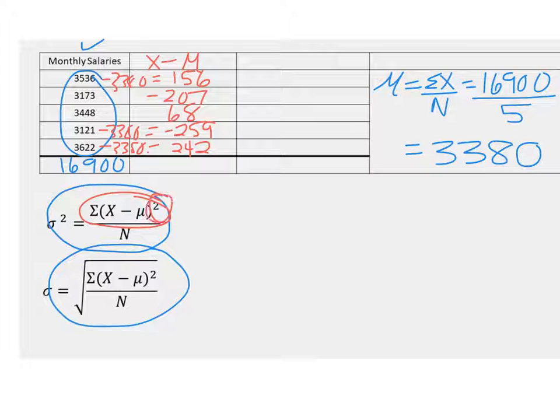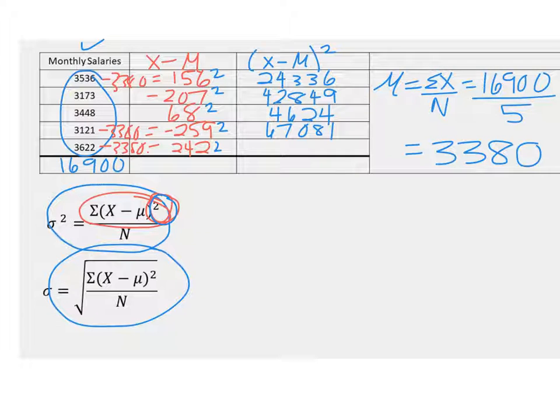Now our next step is to square. So we're going to square that value. So we're just going to take this column we have in our table and square it. So 156 squared will give me a value of 24,336. Negative 207 squared will give me a value of 42,849. 68 squared will give me 4,624. Negative 259 squared will give me a value of 67,081. 242 squared will give me 58,564.